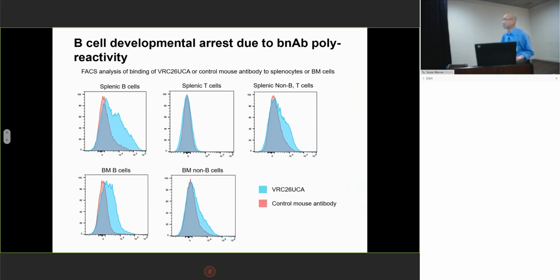So here's an example of VRC26 staining to splenic B cells and bone marrow cells. Basically, we label these antibodies with fluorophore and stain them for splenocytes and bone marrow cells. The blue is staining for VRC26. The red is staining for control mouse antibody, which doesn't interfere with B cell maturation. You can see there is a lot more staining of VRC26 to splenic B cells and bone marrow cells. We don't know exactly what they're binding to, but this assay is mostly meant to say that these antibodies are sticky for some reason, and that can cause developmental arrest at the immature B cell stage.